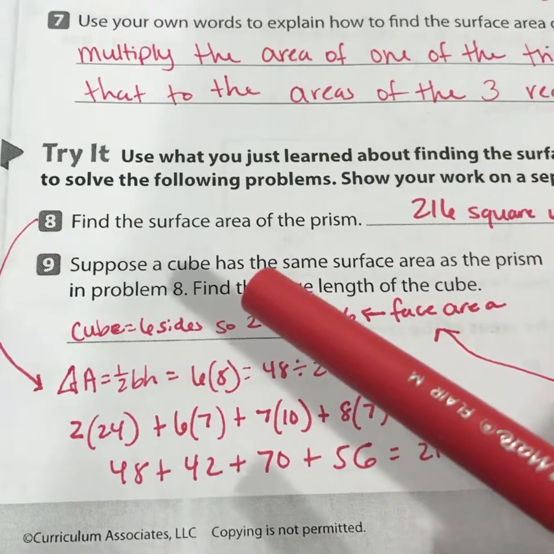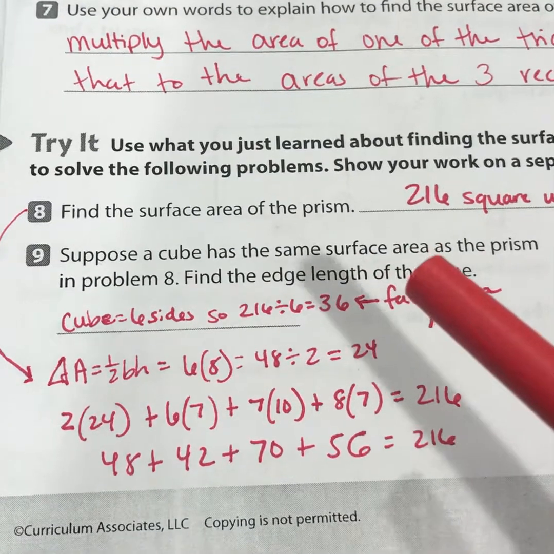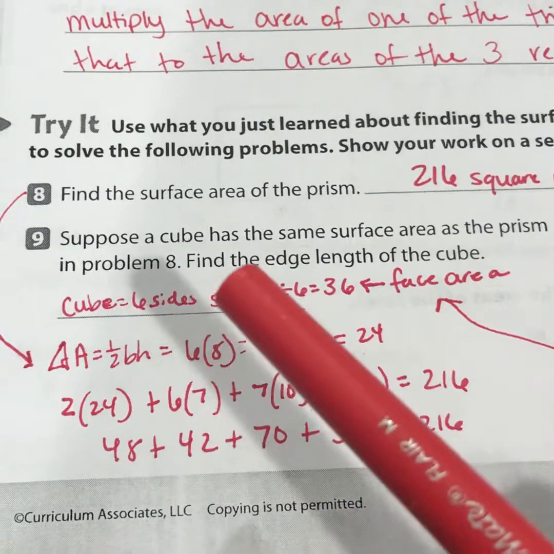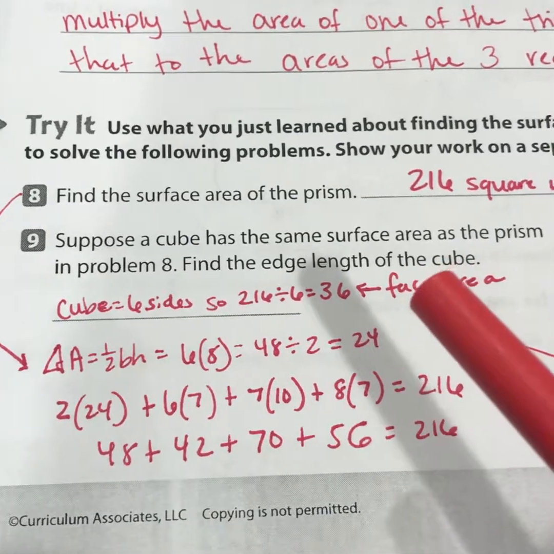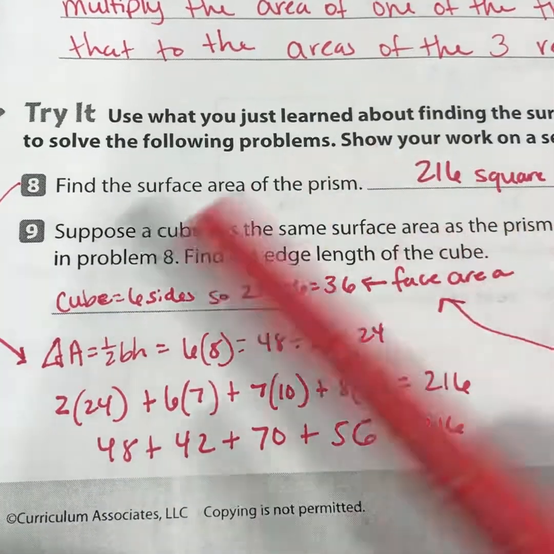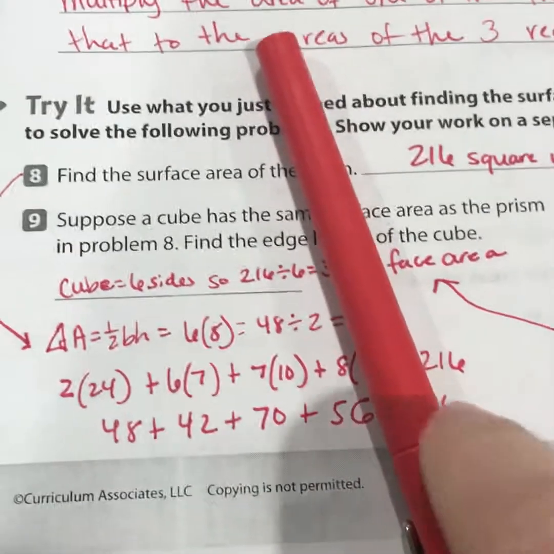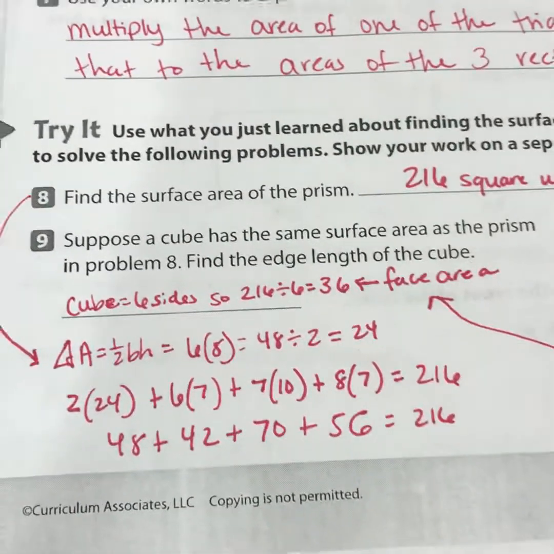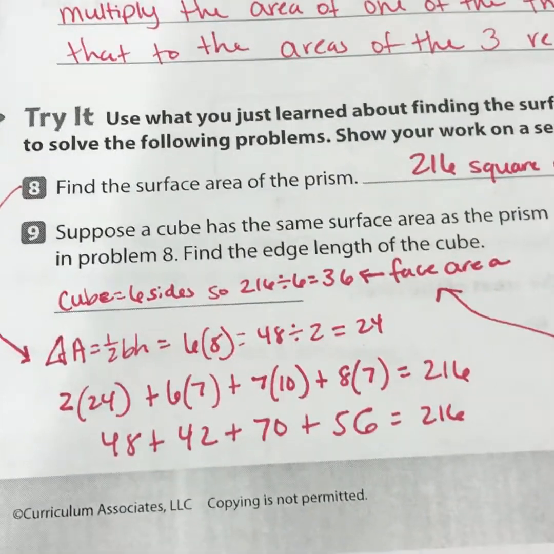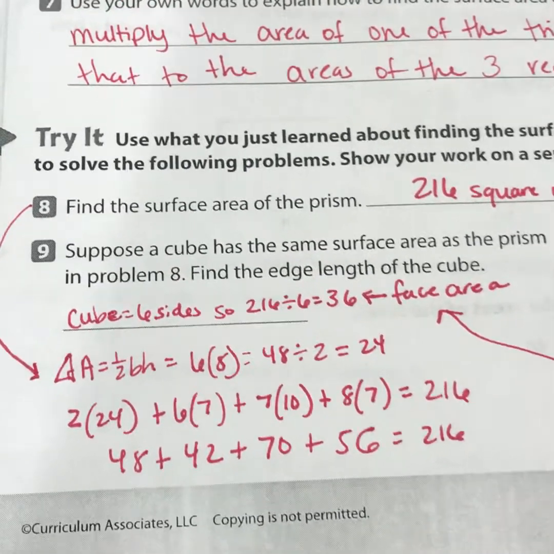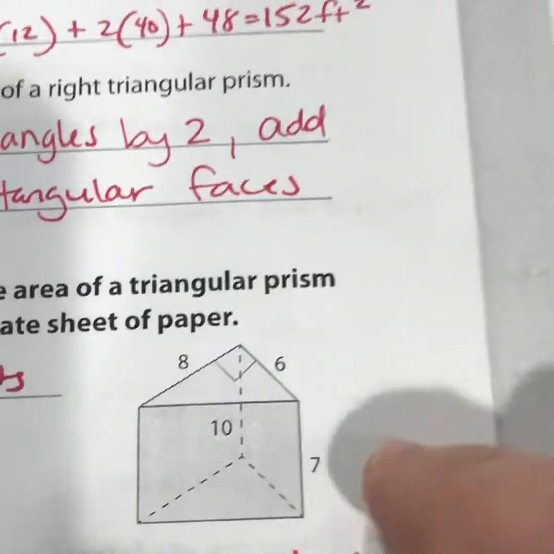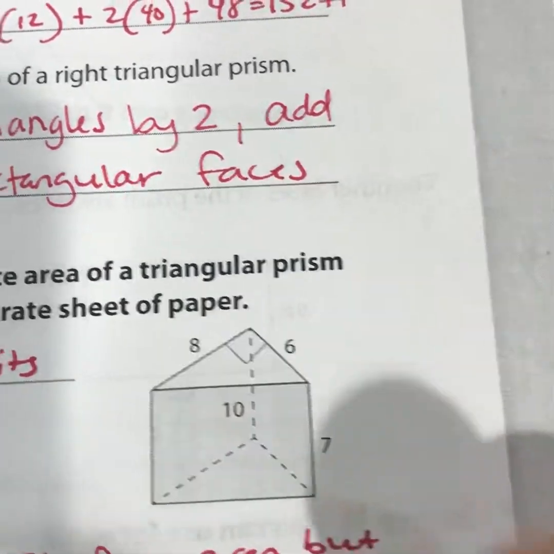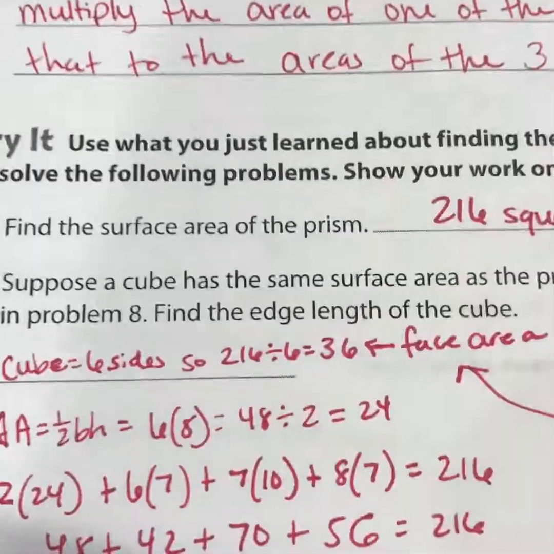Number 9 says, suppose a cube has the same surface area as the prism in problem 8. Find the edge length of the cube. Now it's kind of making us have a little more information here because it's not only asking us to find the surface area of one of the cube sides, but it's asking us to find one of the edges. So it's asking us to find one of the dimensions given for this, if this was a cube.